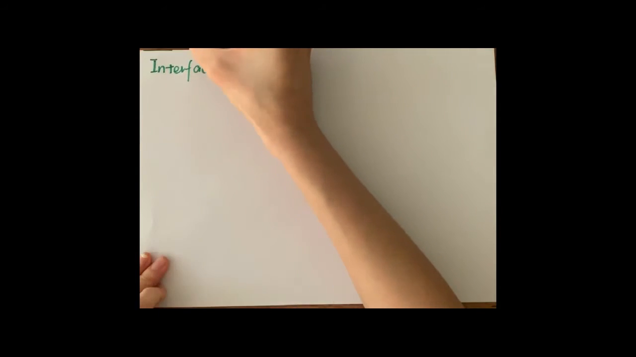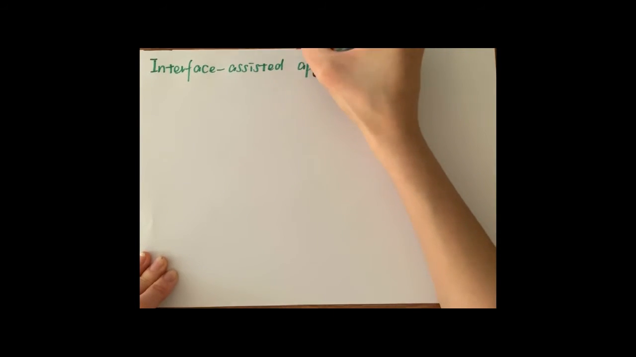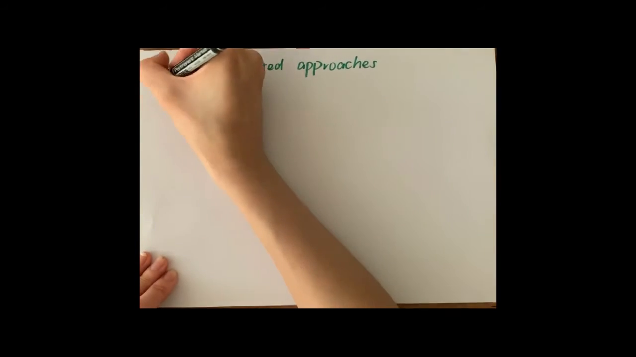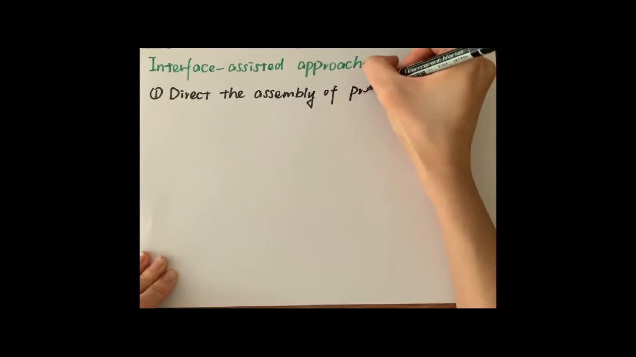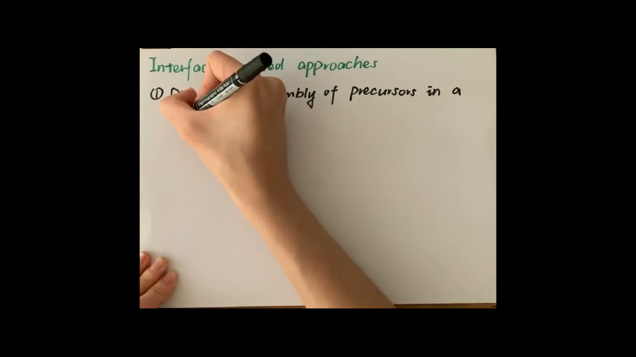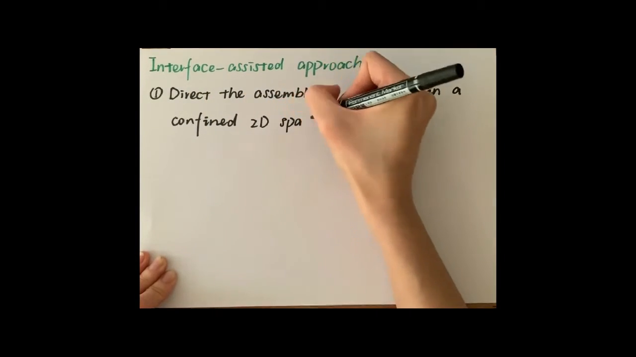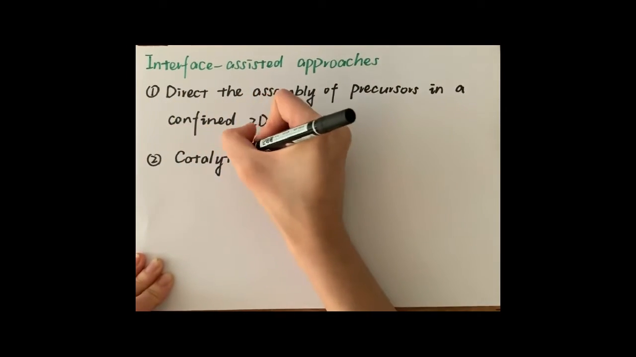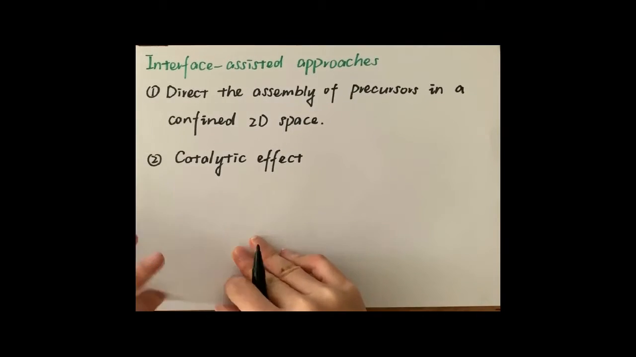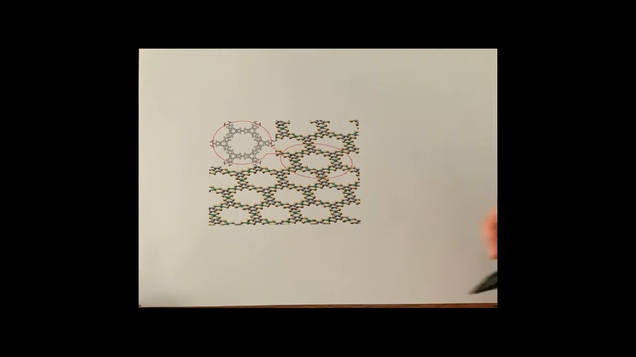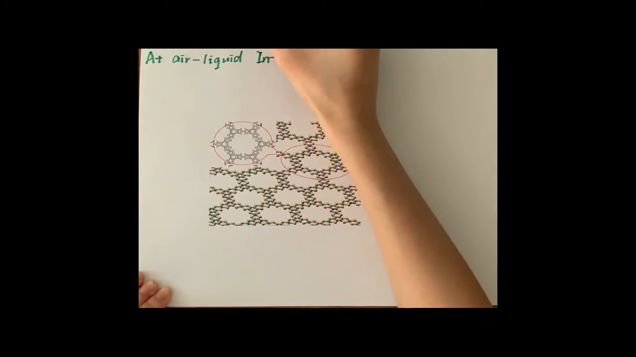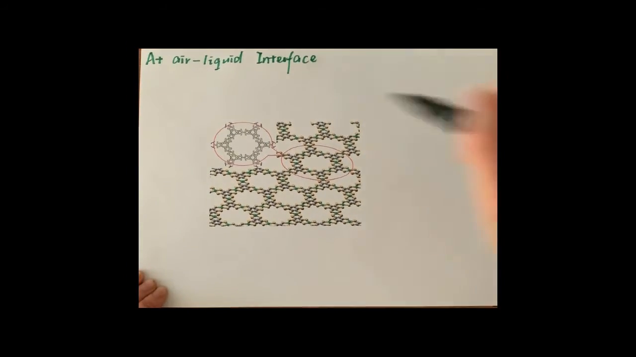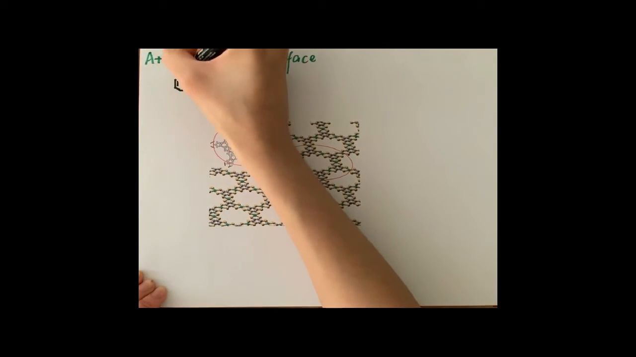Next, I want to focus on interface-assisted approaches to 2D polymers. An interface is capable of directing the assembly of precursors in a confined 2D space, which plays a crucial role in controlling the structure of the final products. Additionally, some interfaces, such as metallic or metal oxide surfaces, not only act as templates but can also catalyze the polymerization of 2D polymers. First, let's look at an example of interface-assisted synthesis of 2D polymers at the air-liquid interface.